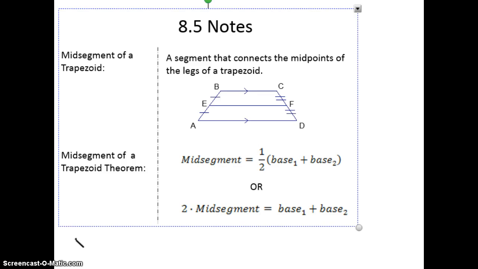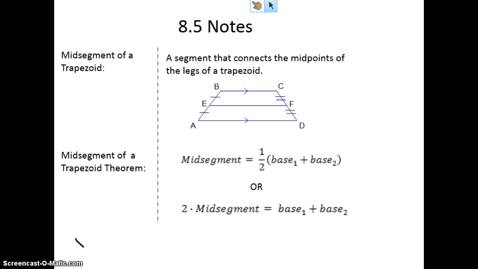A few more definitions with trapezoids. We have a midsegment of a trapezoid, which is a segment that connects the midpoints of the legs of the trapezoid. So you have to know these are midpoints, either you're told or they're marked that these are midpoints. And this BE does not have to be congruent with CF.